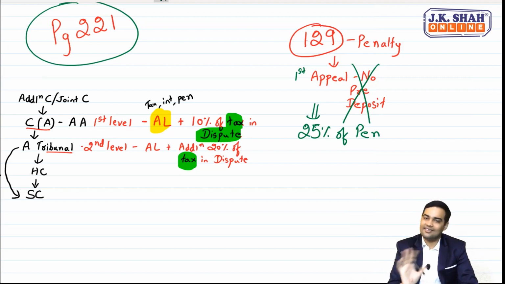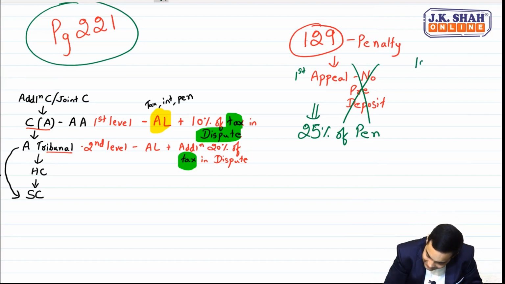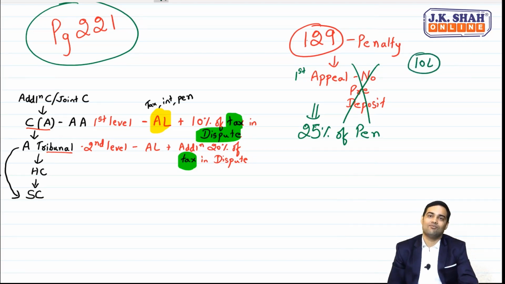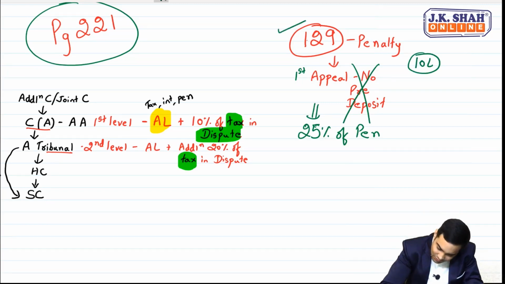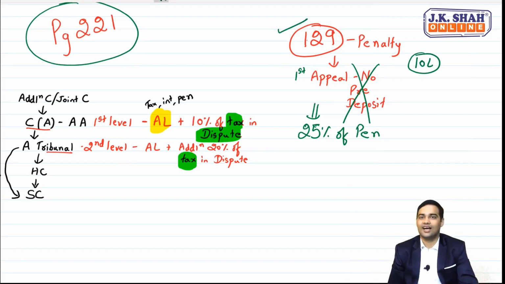Second level, nothing is mentioned. Only for first appeal, you have to deposit 25% of penalty. So, if penalty is 10 lakh, you have to deposit 25% of penalty as pre-deposit to fight a case of 129. Are you clear with this?